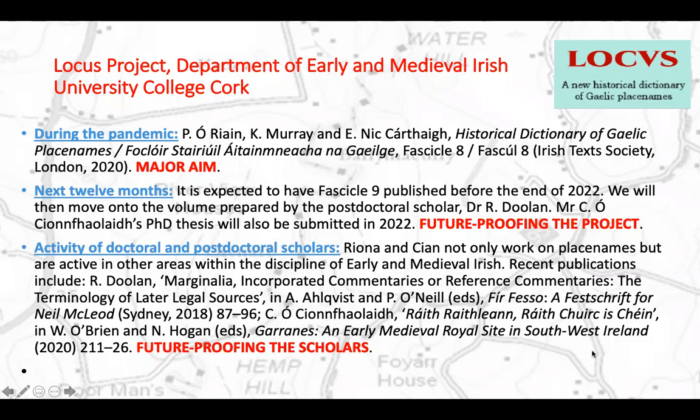Now, this has only been facilitated by the fact that we have 2 at the moment within the department. But one thing that must be said is that not only do they work on place names, but they are active on other areas within the discipline. And we think this is very important. Cian is doing his PhD in this, for example, while Riona's PhD was in the area of Brehon law. So their recent publications reflect their interests, not only in place names, but Riona, for example, had a very important article on reference and commentaries in the law texts, while Cian just brought out an edition of the poem Rathlin. And basically what we're trying to do is not just future-proof the project, but future-proof the scholars who are working on the project. So they're seen as scholars who can cross many areas within the broader field of early medieval Irish and modern Irish as well.